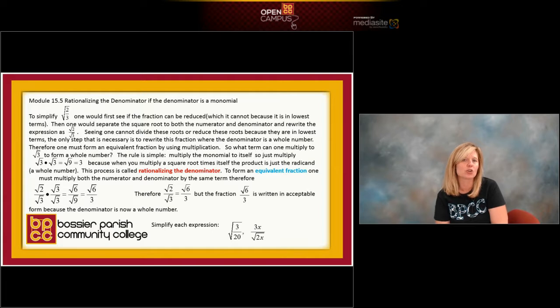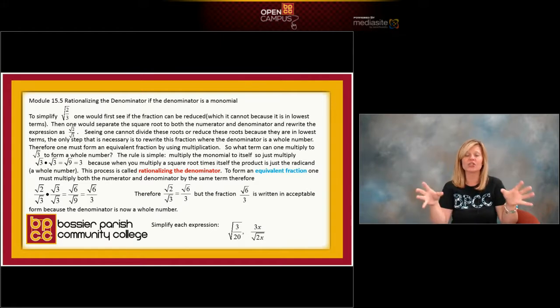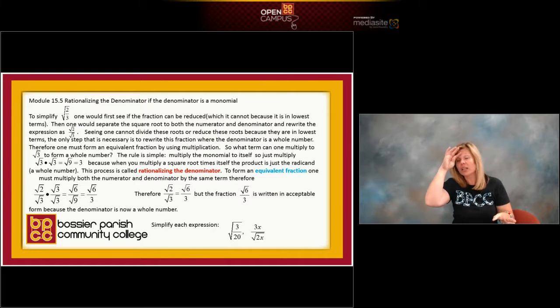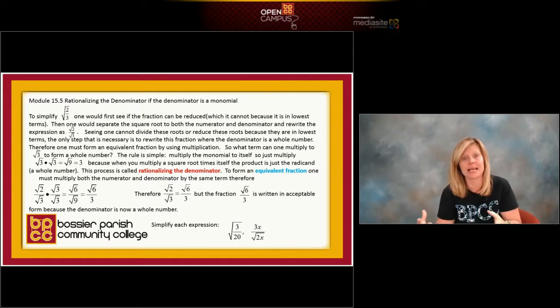That process you're doing of multiplying the denominator by a term that will make it a whole number is called, in algebra, rationalizing the denominator. All it really is doing is forming an equivalent fraction. So it's really just doing 3rd grade math. We just give it a fancy name.